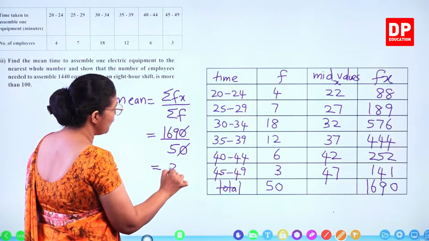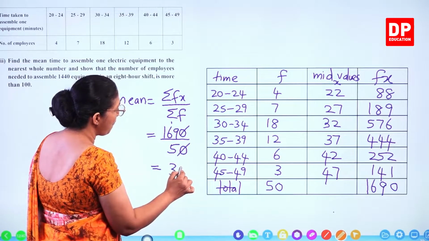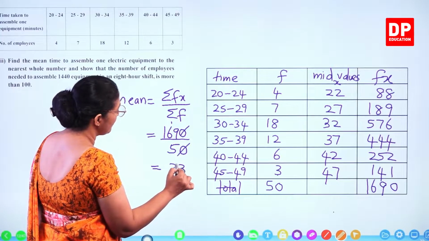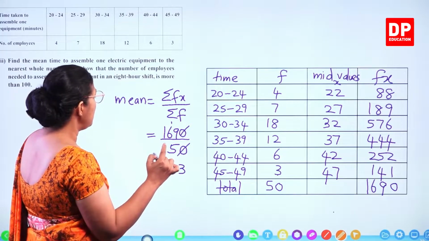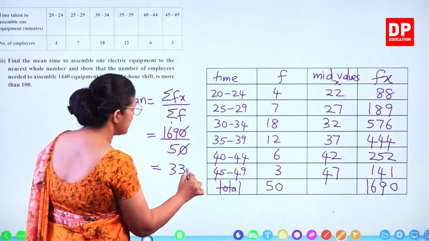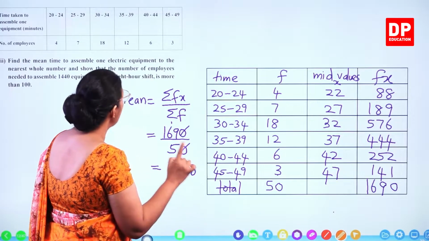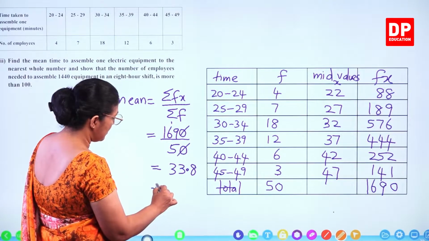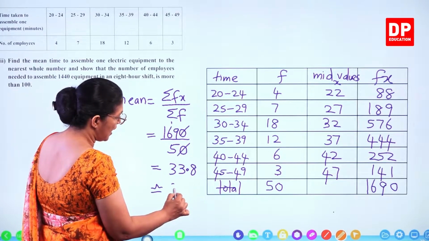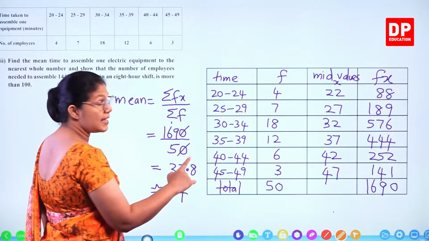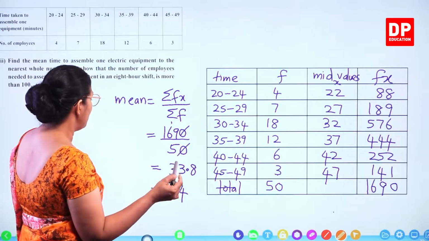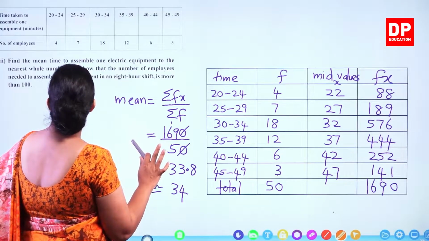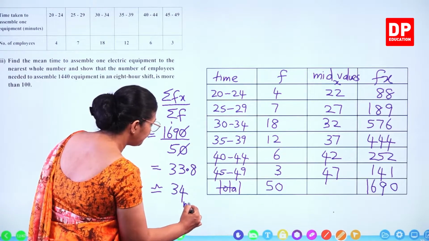5 times 3, 15. 15, 4 remaining. So that's 33.8. But you need to round it to the nearest whole number. So what's the nearest whole number? You can take it as 34 because 8 is more than 5. You have to add 1 to the previous one. So this is in minutes.